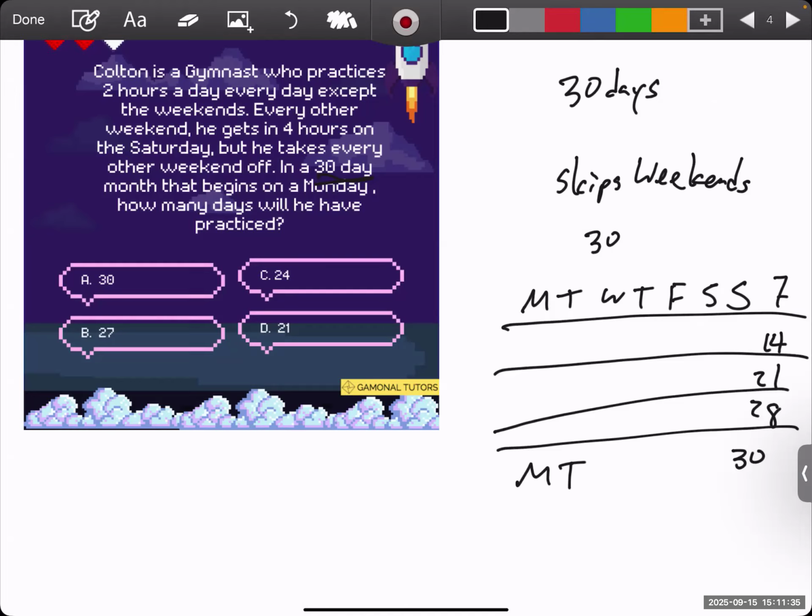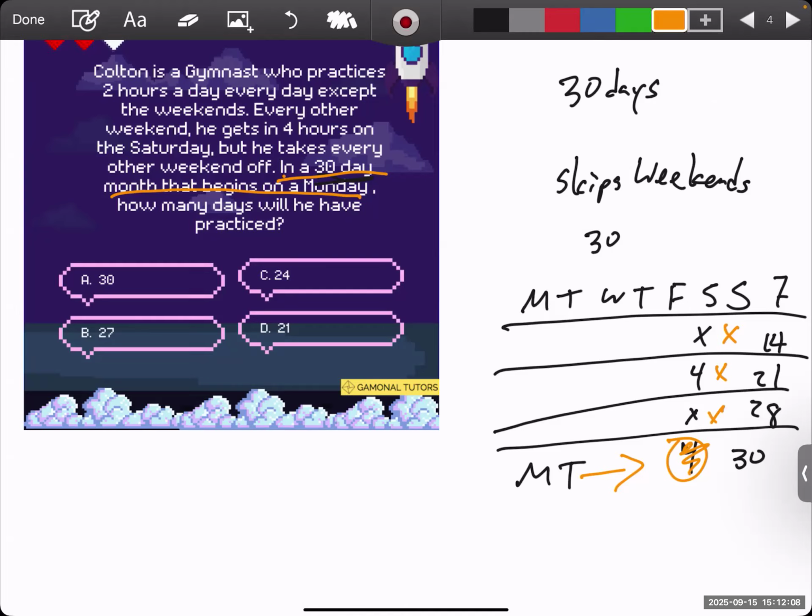So every other weekend, he gets 4 hours on the Saturday. So not this one, but this one 4, not this one, but this one 4. And this day does not count because this is after Tuesday. So we wouldn't count this one. All right. Every other weekend, he gets 4 hours on the Saturday, but he takes every other weekend off. In a 30-day month that begins on a Monday, how many days will he have practiced? So I think it's implied here that he would be taking those Sundays off.